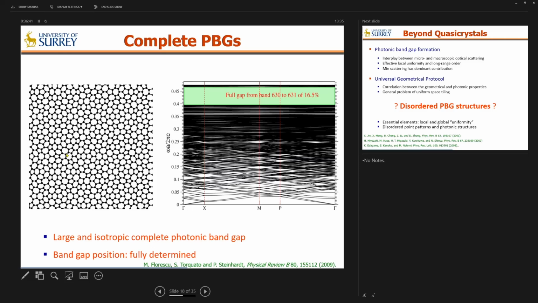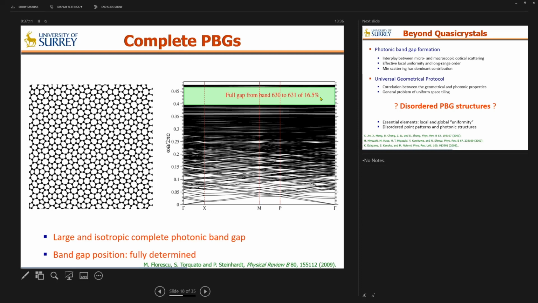Now, what if I want complete photonic band gaps? Well, if I want complete photonic band gaps, I need to combine the designs of the two. And here we adopt quite a simple procedure. At the vertices, I place cylinders, and along the edges, these dielectric walls. And indeed, I obtain a band gap, which is now at band 600, and it's almost 16.5%. Again, a very large photonic band gap.